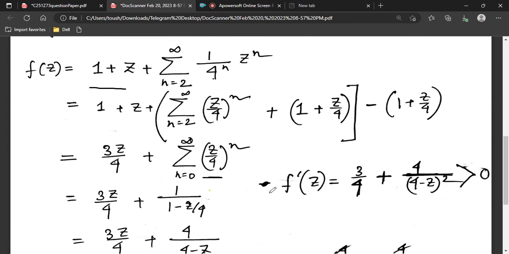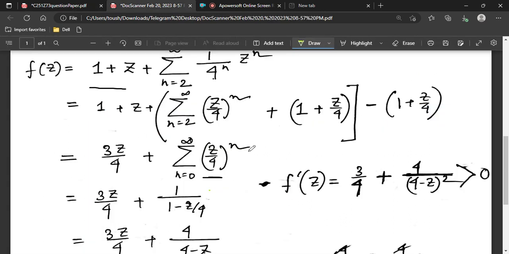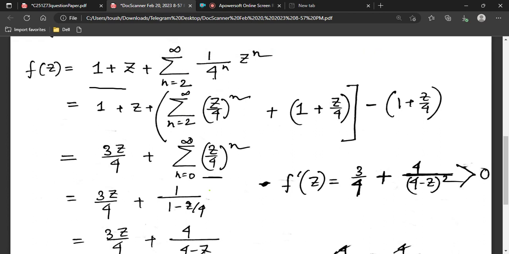So here our term is (z by 4) to the power n. Can I write summation (z by 4) to the power n as 1 by 1 minus z by 4? Yes, we can write, but when mod z by 4 is less than 1, right? But is it here z by 4 less than 1? They have given f is analytic when mod z is less than 1. So from here we can't directly write that summation (z by 4) to the power n will be 1 by 1 minus z by 4. But can we make it?